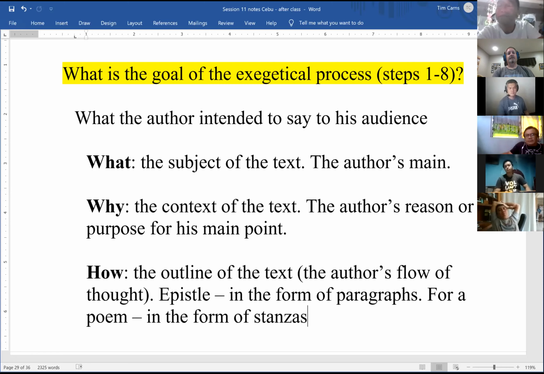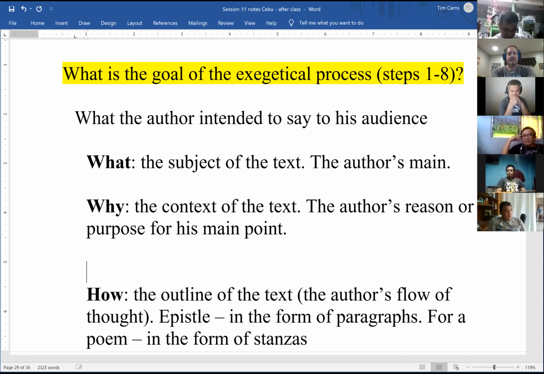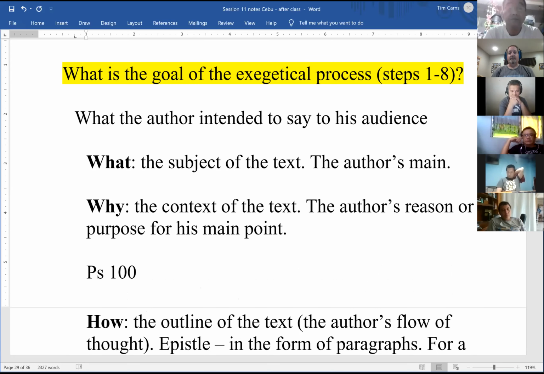Okay. So this is what we're after: the author's subject, main point, the author's reason for giving that main point, and then the author's outline. That is to say, each stanza. Okay? So, for example, let's just consider the why. Sometimes the why can be found within the title of a psalm.